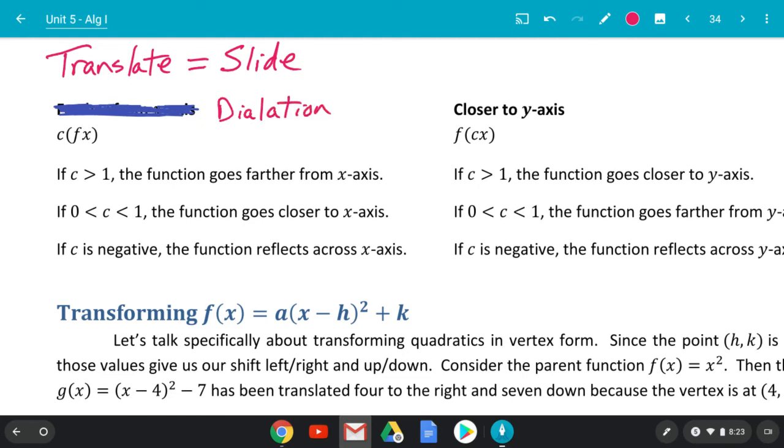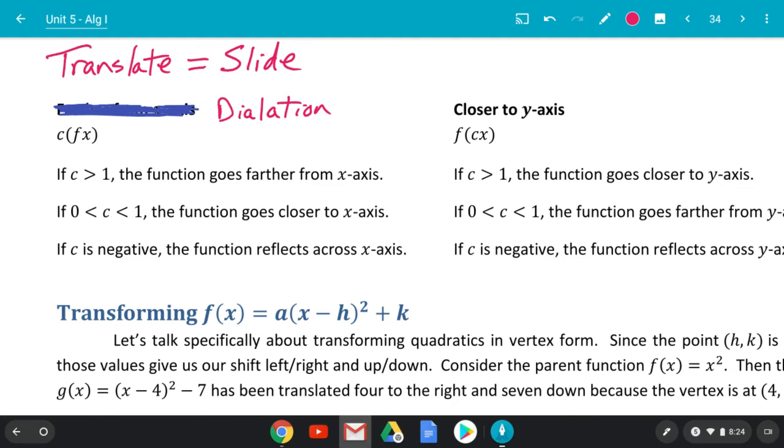Does anybody know what a dilation is? Gets smaller or bigger. Like your pupil. When somebody shines a light in your eye, it gets a lot smaller. When it gets dark in the room, your eye gets a lot bigger. Well, that's what happens with dilations. They either get smaller or bigger, enlarge or reduce.